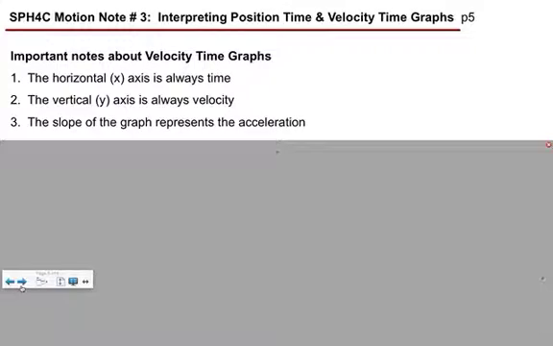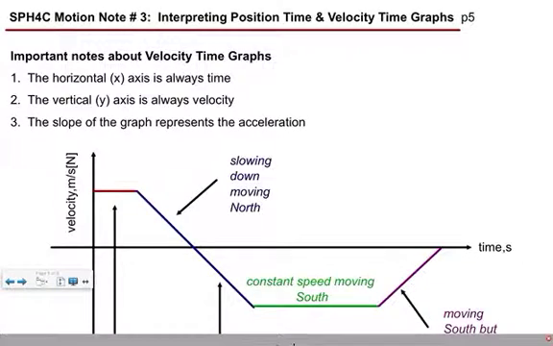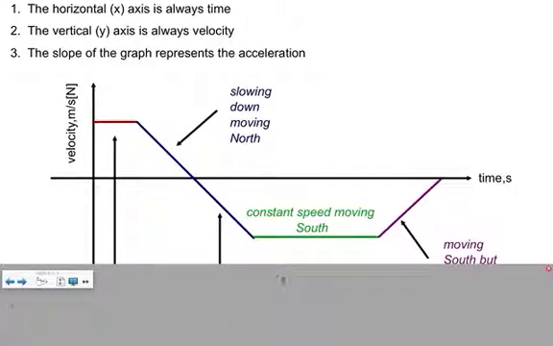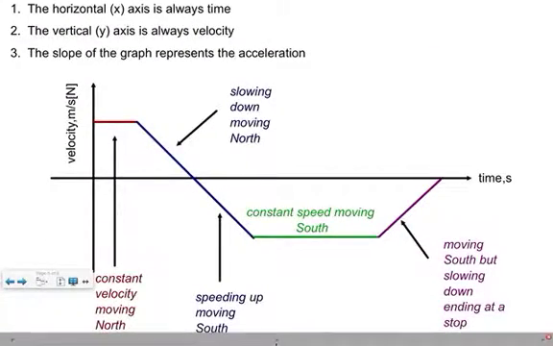Okay, just a quick thing on velocity time graphs. The x-axis is always time, same as position time. The up-down axis this time is velocity instead of position. And the slope would be the acceleration, if we were going to calculate it. So, just looking at this situation.